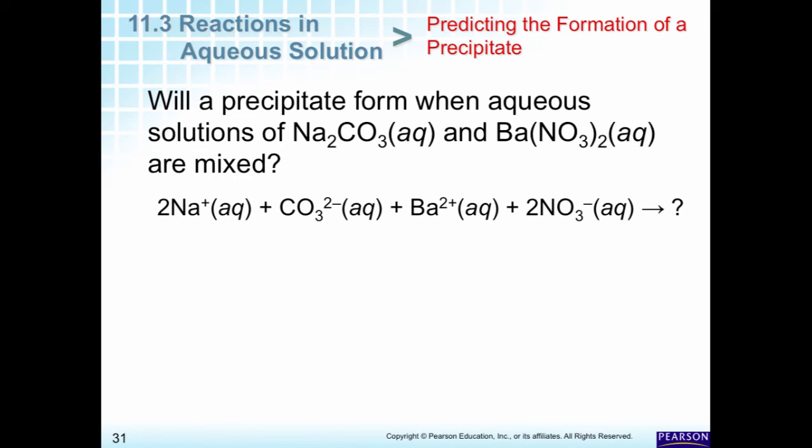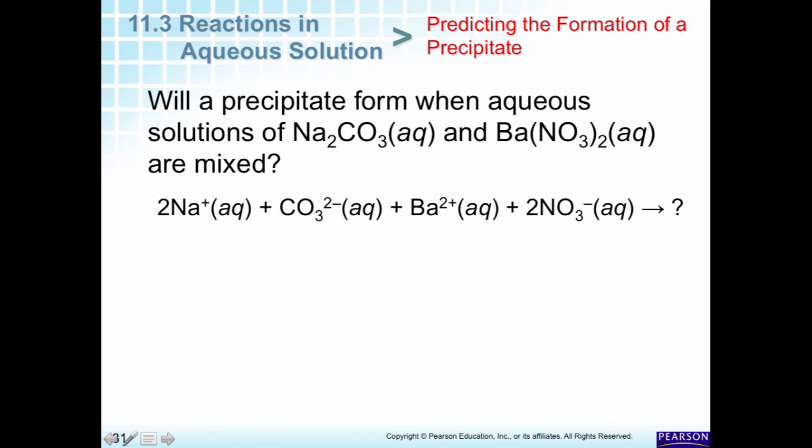All right, so let's look at this equation. We have sodium carbonate and barium nitrate, okay? And if we look at what we started with, here are all our ions. We have 2 sodiums, 1 carbonate, 1 barium, and 2 nitrates to start with. The idea is we're going to switch partners. So we're going to have sodium nitrate. Sodium nitrate we know is soluble. That leaves us with barium carbonate.